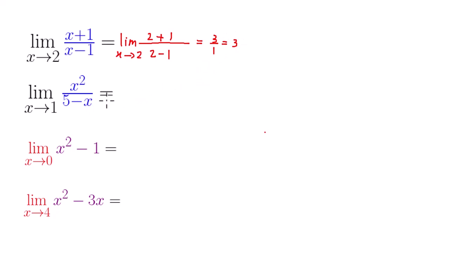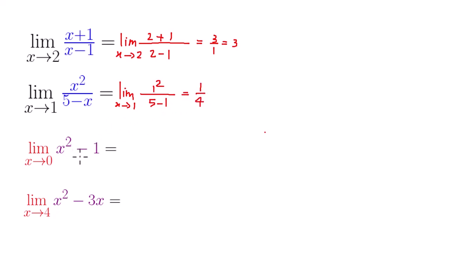And the next question is about the limit of x squared over 5 minus x as x approaches 1. How to solve it? We need to plug 1 into this expression. So we have 1 squared, which is 1, over 5 minus 1, which is 4. So the answer is 1 over 4.